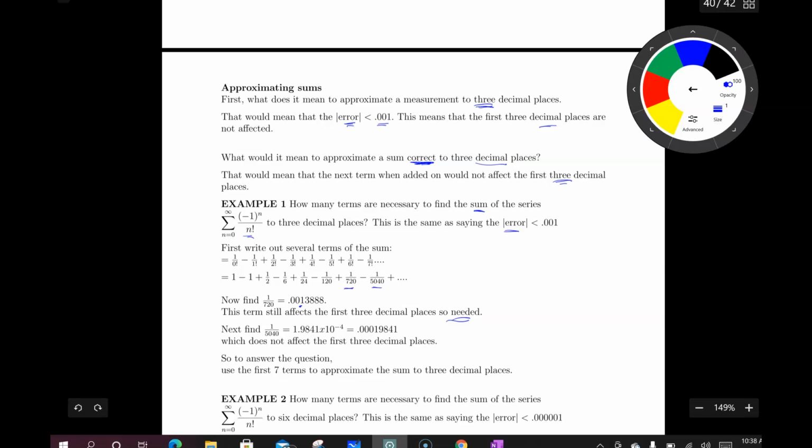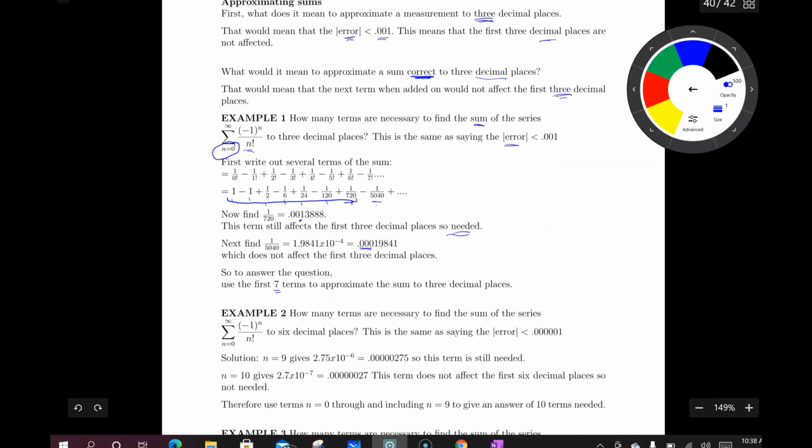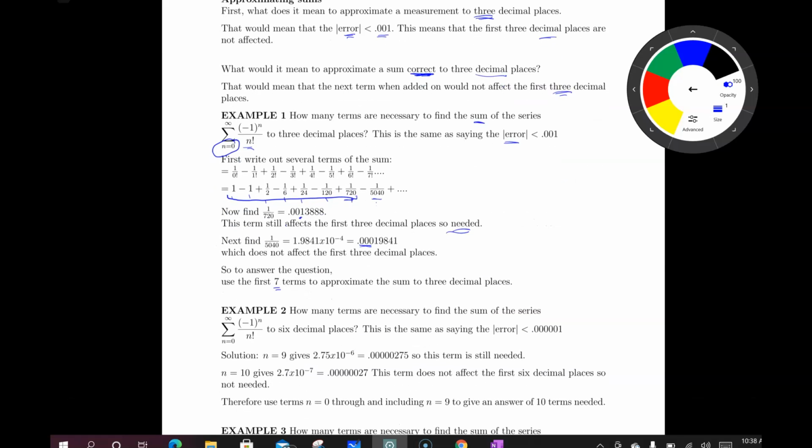The next term here does not affect the first 3 decimal places. So this is not needed. So I don't need this term. I do need up to here. And so be careful. Many of these with factorials start at 0. So be careful when you're counting terms, right? So 1, 2, 3, 4, 5, 6, 7 terms are needed to approximate the sum to 3 decimal places.